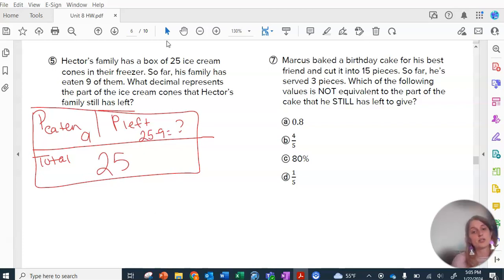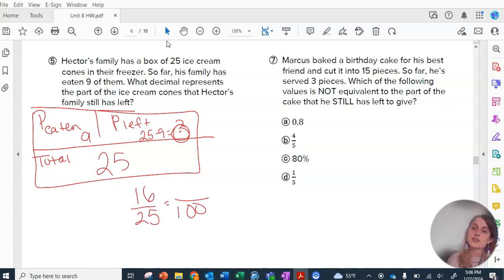And then you are going to take that number and divide it by the total, because when you divide your fraction, it will make a decimal. So 25 minus 9 is 16. And now you can either do this division or scale this up to be out of 100 and then make that into a decimal that's in the hundreds place.